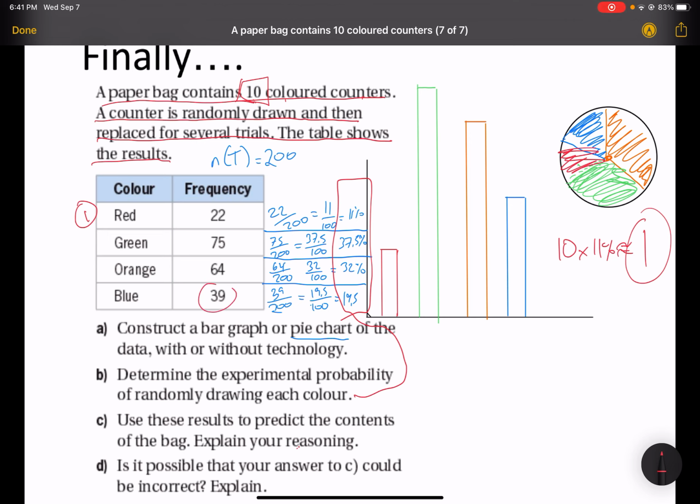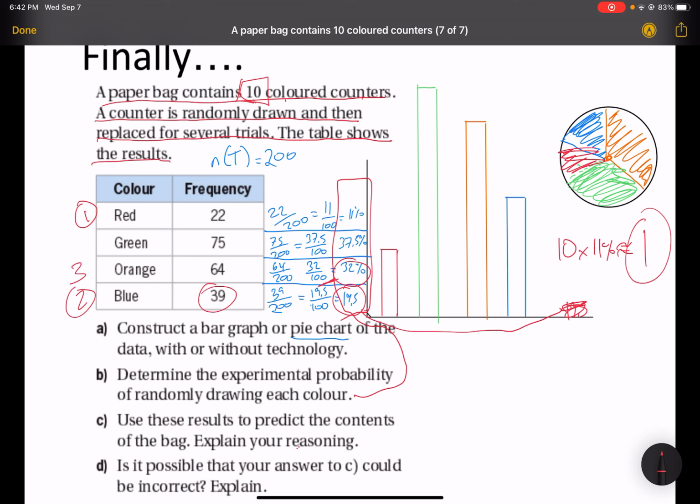And right here we have 32%. I would say that we have 3 counters here. And then obviously that would leave maybe 4 counters here. So total, we'd have 10 counters, which is, that's 5, and that's 5. So that's what I would say.